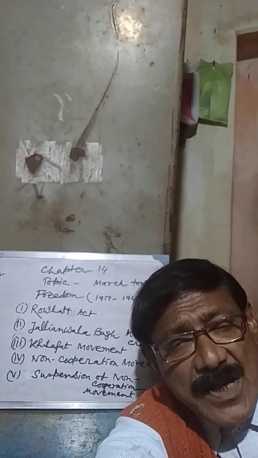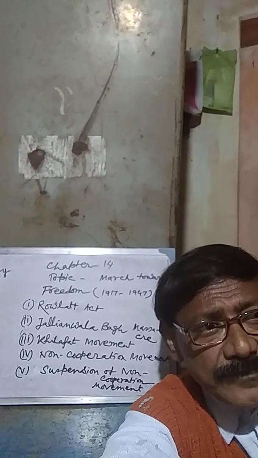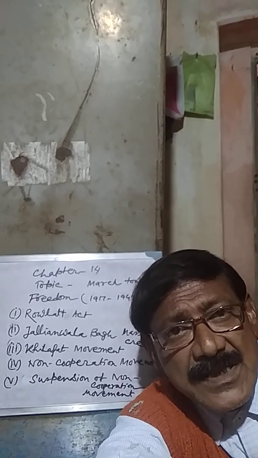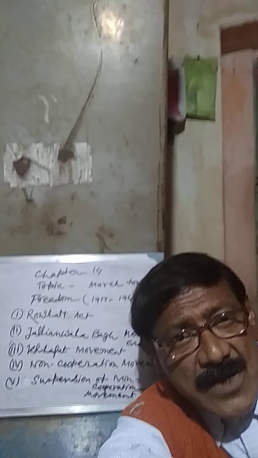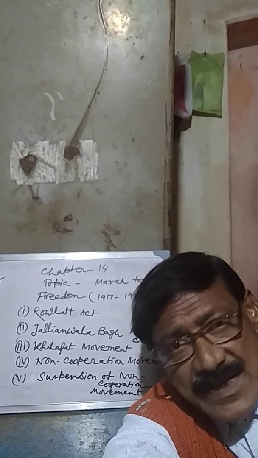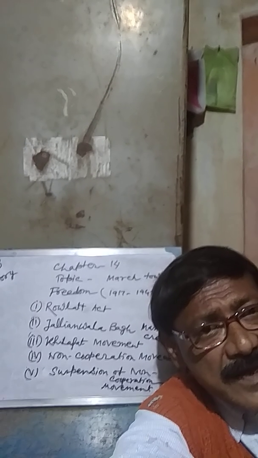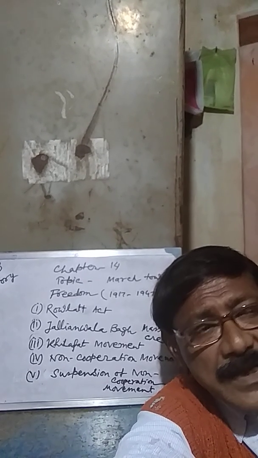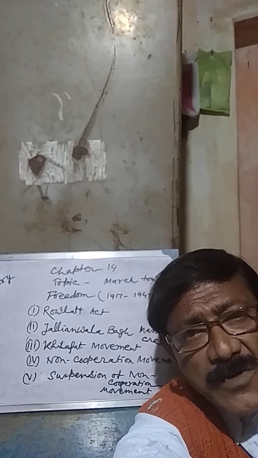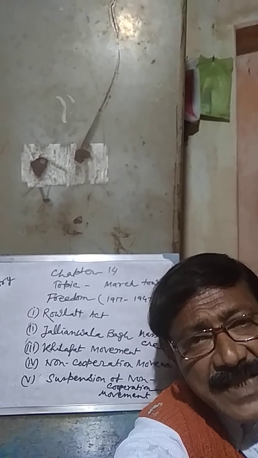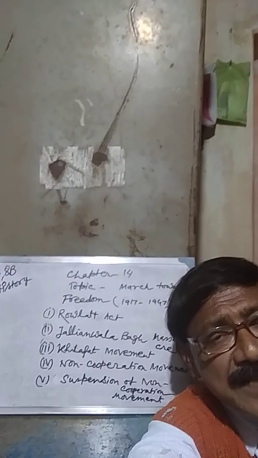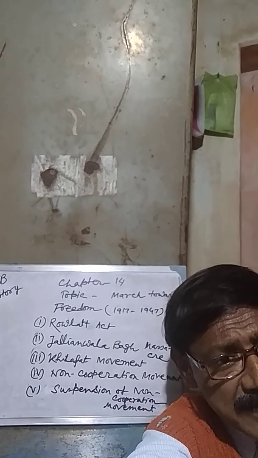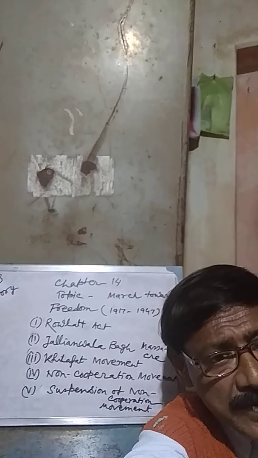And the decision of suspending the non-cooperation movement by Gandhiji was criticized by other Congress leaders who remained inside the jail during that time. Who were they? They were Pandit Jawaharlal Nehru, Netaji Subhash Chandra Bose, Sardar Vallabhbhai Patel, Abul Kalam Azad. So the most important Congress leaders were imprisoned. They remained inside the jail. That's why they criticized Gandhiji's decision of suspension of the non-cooperation movement.